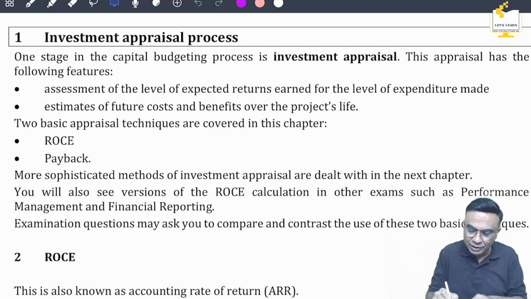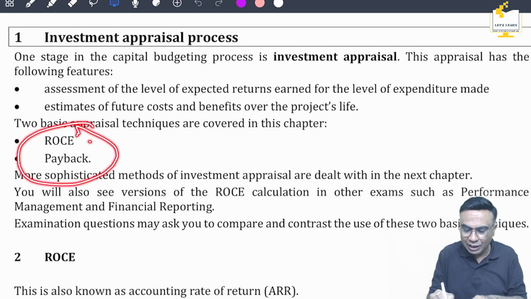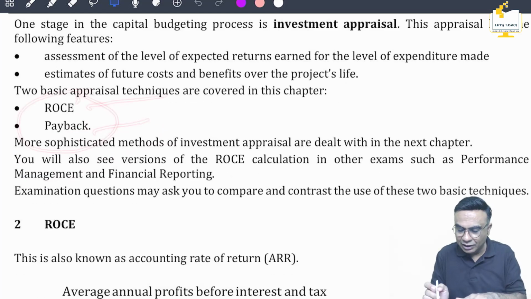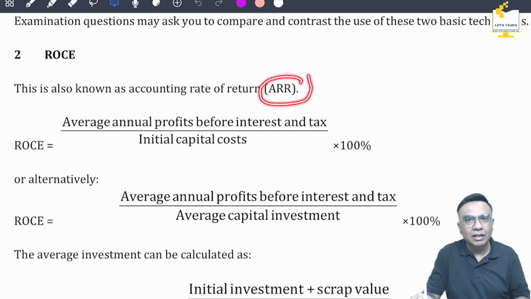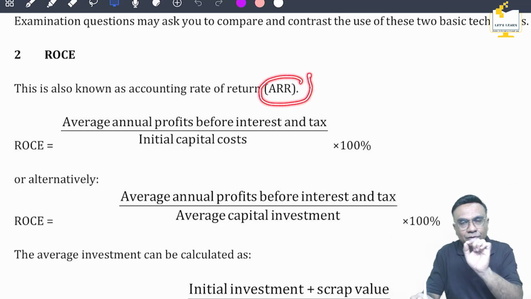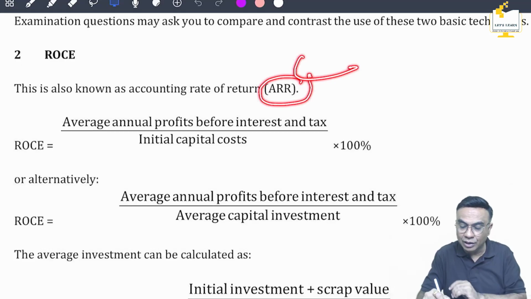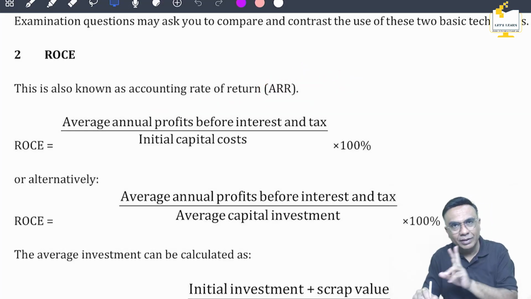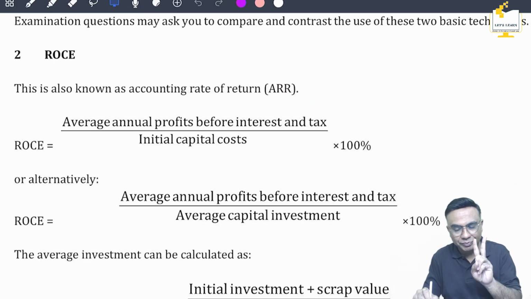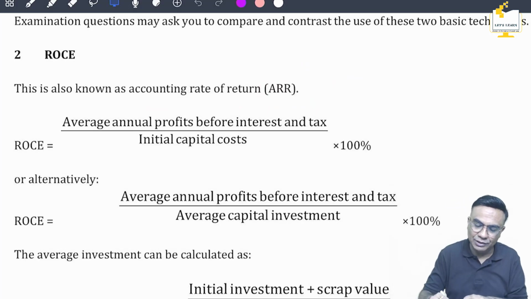Okay, so two basic appraisal techniques: we are doing ROCE and payback. Let us start with ROCE. Now this ROCE is also called the ARR method, accounting rate of return, or we call it the average rate of return. There are two formulas for this.